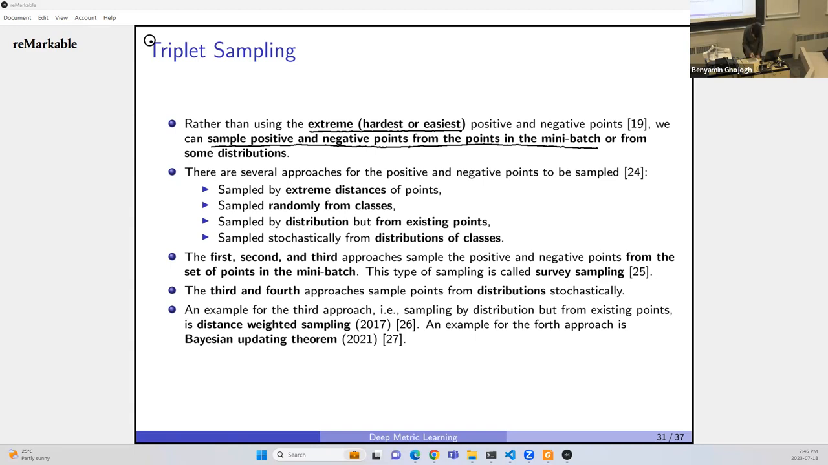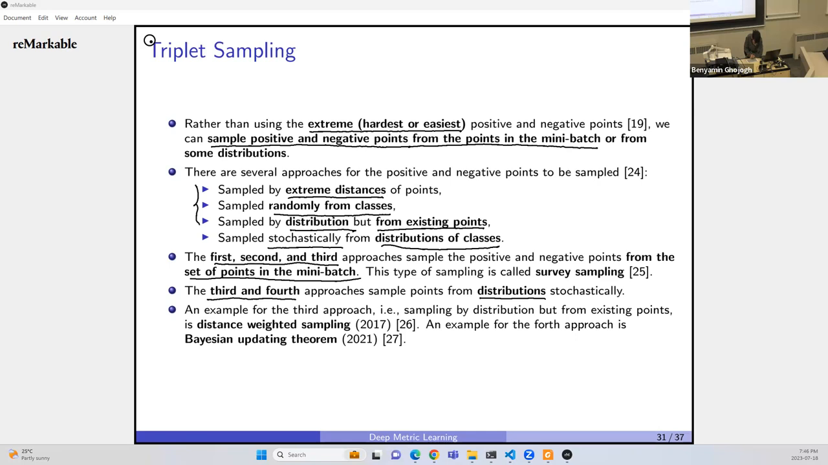Okay, there are several approaches for positive and negative points to be sampled. Sampled by extreme distances, as we talked about, sampled randomly, sampled by distribution but from existing points, or sampled stochastically from distributions of the class. All of them can happen. The first, second, and third approaches sample positive and negative points from the set of points in the mini batch. But the fourth one samples from a distribution. The third and fourth approaches sample points from distributions stochastically.